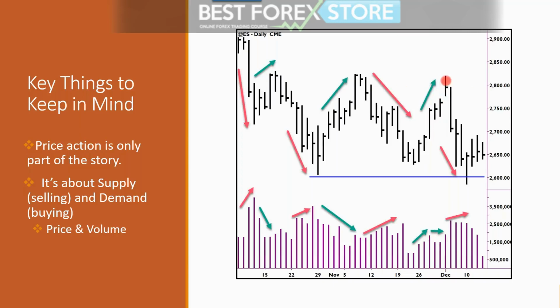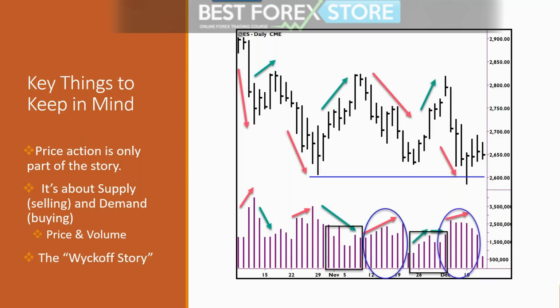Demand dries up. And as we come down again, what do we see? We see volume picking up to the downside. So this starts to help us begin to develop what we call a Wyckoff story. A story of supply or demand, a story of selling or buying, and which is dominant. And when we start looking at this more carefully, we see that once we get into this trading range here, the demand volume, the buying volume, is less than the supply volume.